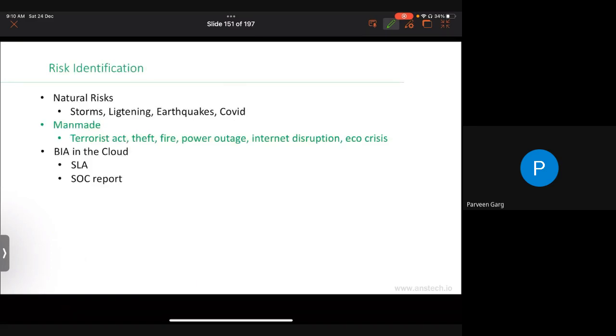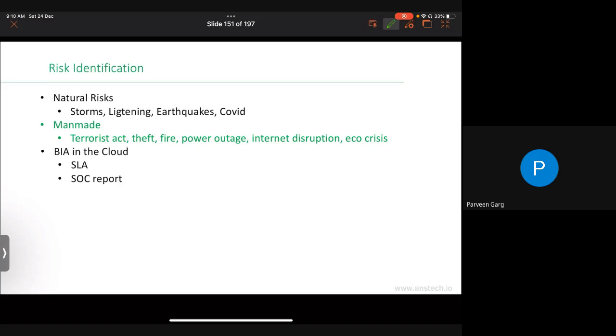Okay. So, how do you identify risks? Now, risks are of many types. Risks can be natural risks, man-made risks, and you have to identify those risks. Now, there are very simple questions in CISSP to identify what kind of risk there is, and you should be able to identify those. Those are simple marks gainers, and you should be able to take those. Okay.